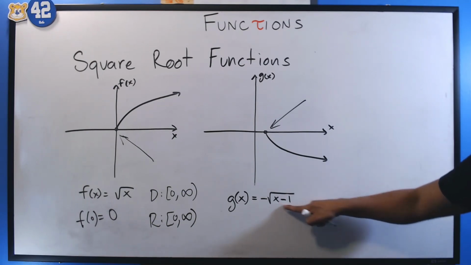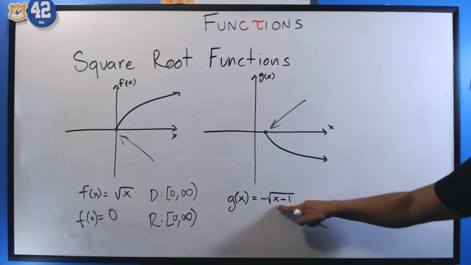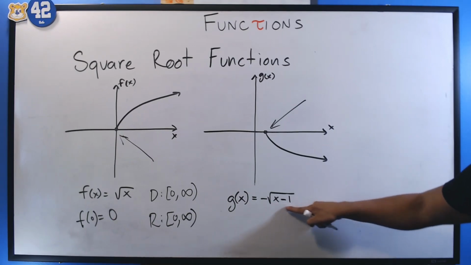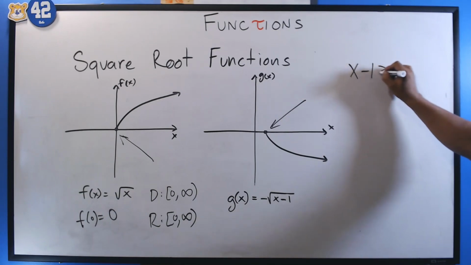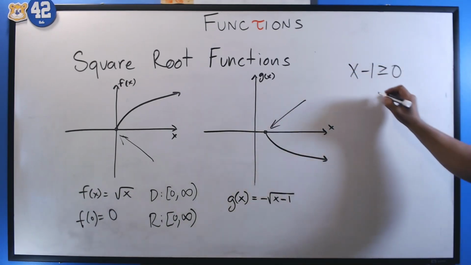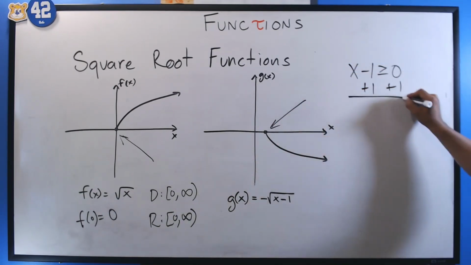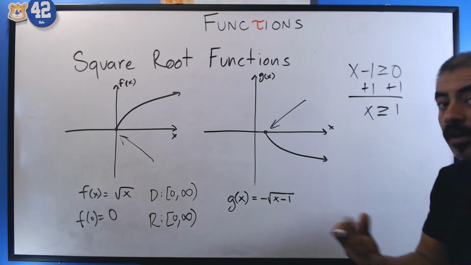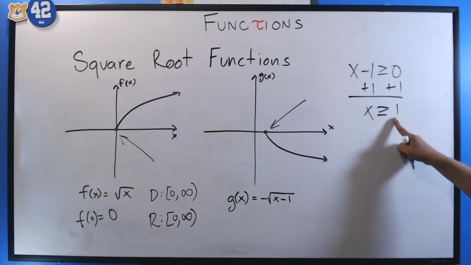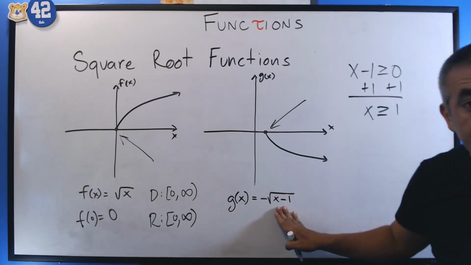First, we're going to find the domain. The domain, we're going to plug in whatever's in here. We're going to set it greater than or equal to 0. So we're going to say x minus 1 is greater than or equal to 0. Isolate x, add 1 on both sides. We know that x has to be greater than or equal to 1, which means that the smallest value we can plug in for x is 1. So let's go ahead and plug that 1 in and see what it gives us.